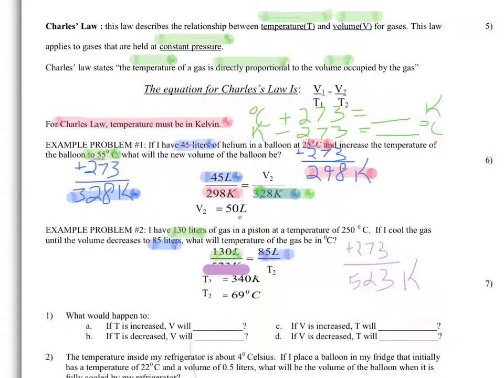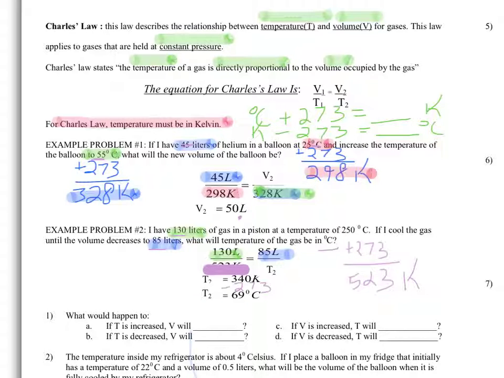But my answer asked for a specific unit. If you just put 340 Kelvin, that wouldn't work. It asked for your answer to be in degrees Celsius. So make sure your answer is in degrees Celsius. So to go from Kelvin to degrees Celsius, I subtract 273.